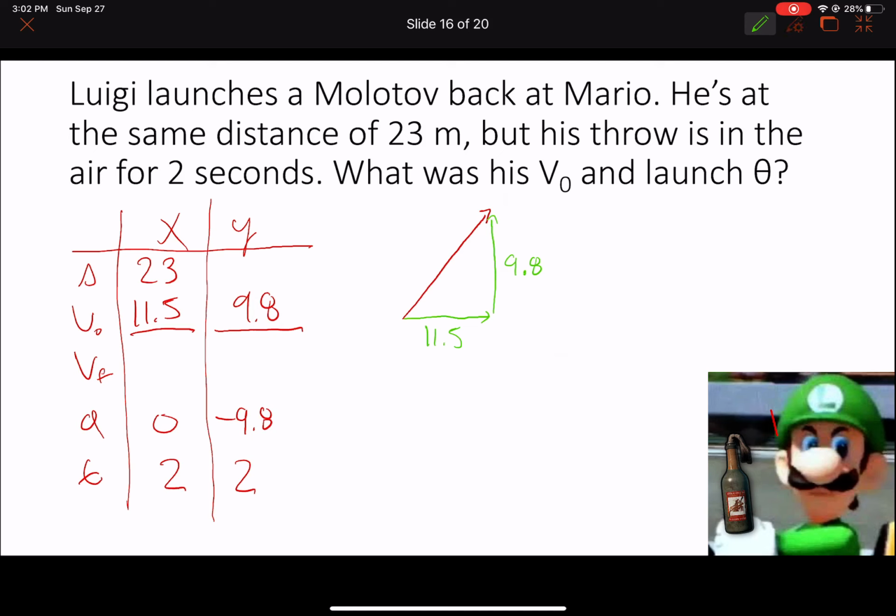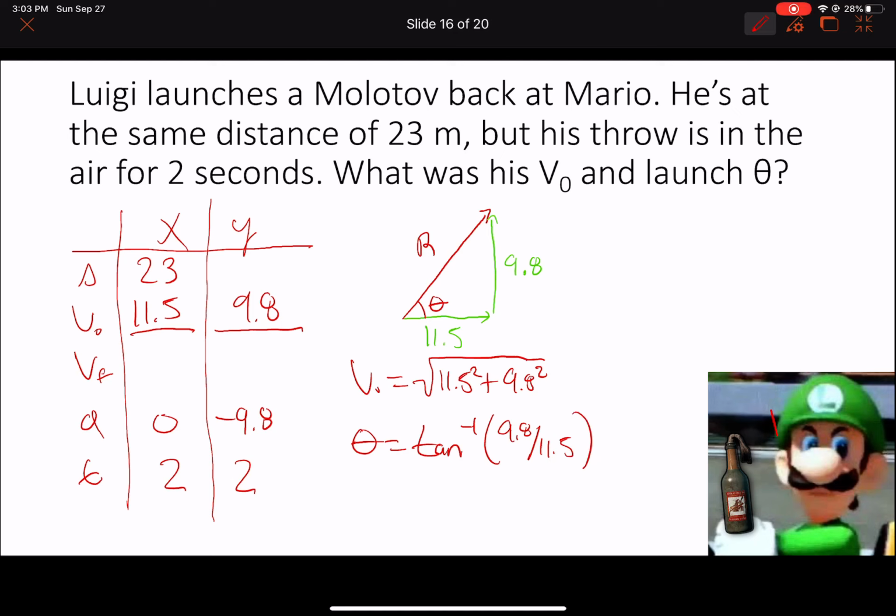Therefore, to find our magnitude and to find our angle, to find v naught, we're going to do the square root of our x component squared plus our y component squared. And to find our theta, we're going to do inverse tangent of our y over our x. We're doing our vector stuff. Our vectors are never leaving us. If you're still struggling with vectors, you need to come to tutorials. You need to get help. Especially for next unit, it's only going to get more intensive with our vectors.